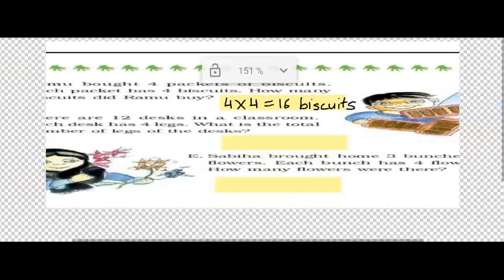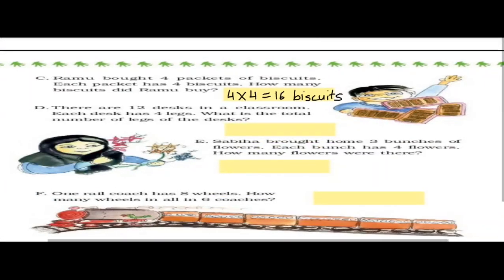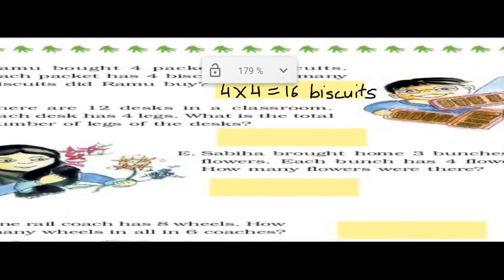Okay. Next, there are 12 desks in a classroom. Each desk has 4 legs. So you have to multiply 12 into 4 to find the total number of legs. Yes, so 12 4s are 48. So how many legs do 12 desks have? 12 desks have 48 legs.